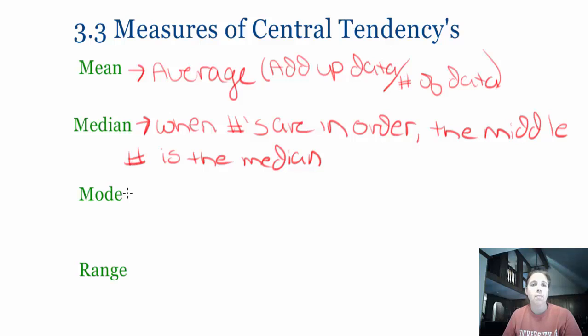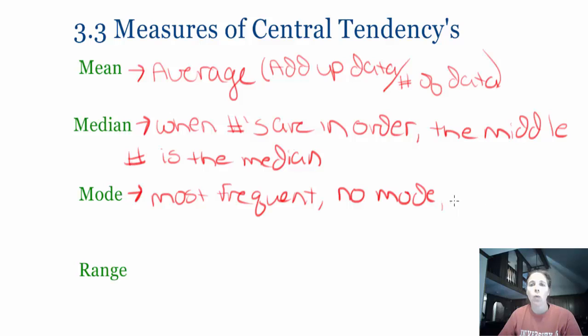Okay? The mode is the most frequent. So you could have no mode, 1 mode, or many modes. You could have 5 modes.